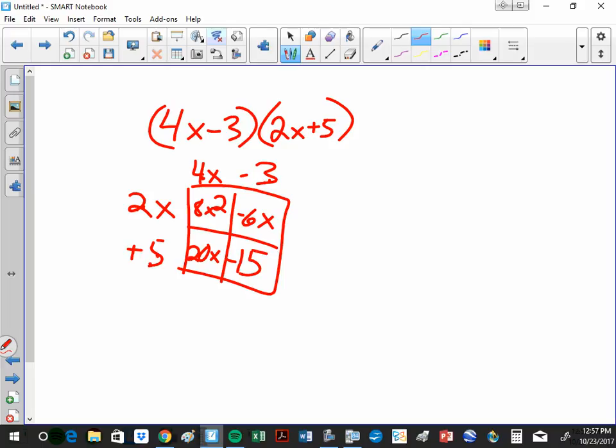Are there any like terms? If there are like terms, they're probably going to be right here. That's not true every time, but most of the time they'll be along that diagonal. 8x squared plus 14x minus 15. Does that make sense?